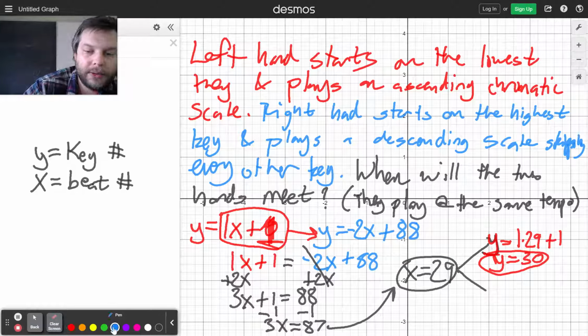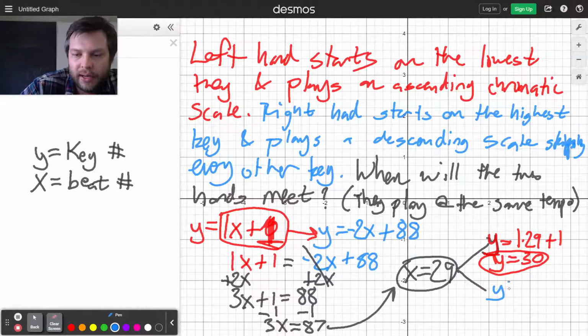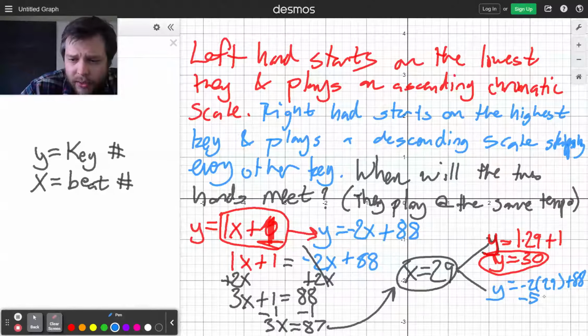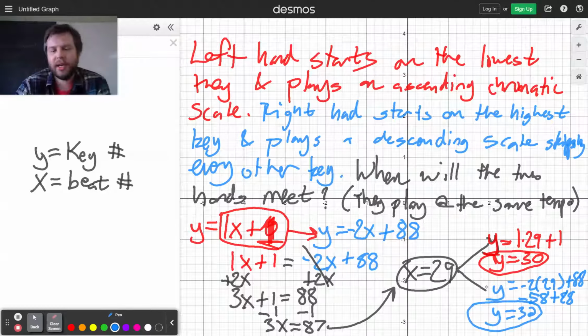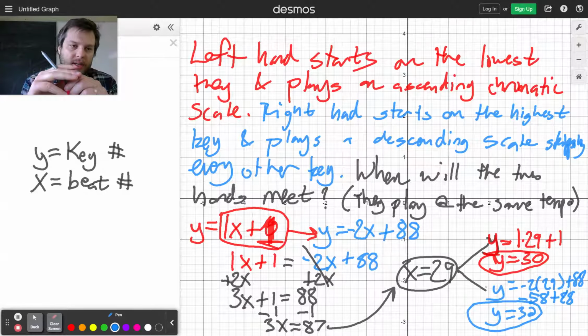Same idea with the blue equation. Y equals negative 2 times 29 plus 88. What does that make? Negative 58 plus 88, and luckily that works out also to y equals 30. So that means that after 29 beats, both hands have come together on the 30th key from the bottom of the keyboard. So there's an example of a system of equations, and I solved it using substitution.